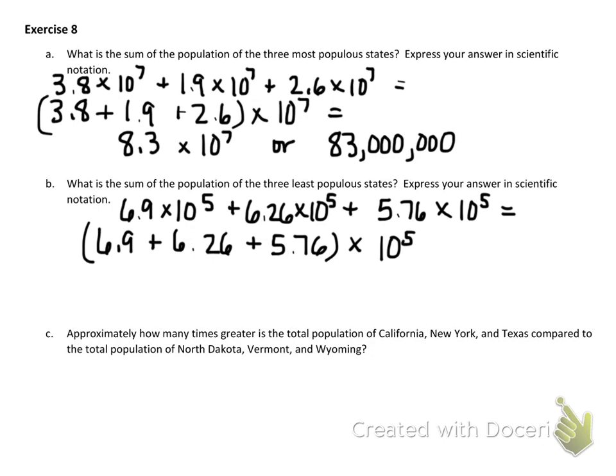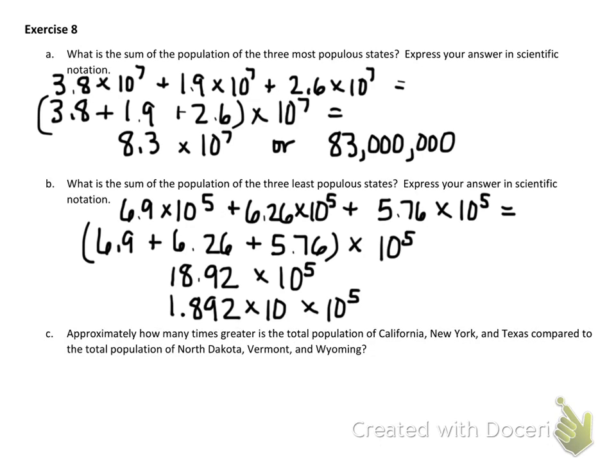Add the decimal parts, and again, if you want to use a calculator on these, that's the place to do it. So now I've got 18.92 times 10 to the 5th. I'm going to adjust that by realizing that 18.92 is 1.892 times 10, and that all times 10 to the 5th. And then combining those powers of 10, I get 1.892 times 10 to the 6th in scientific notation.